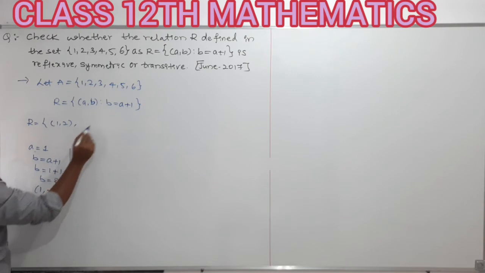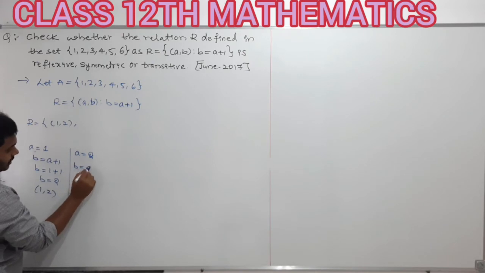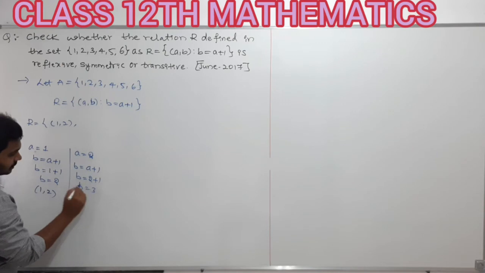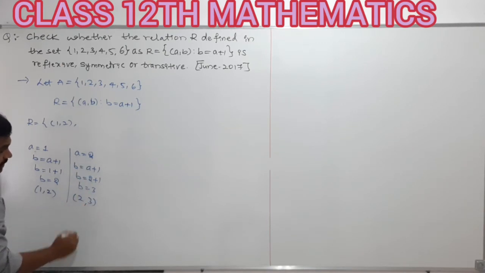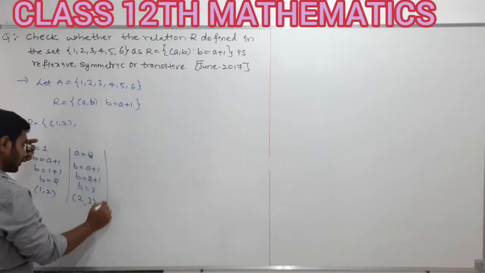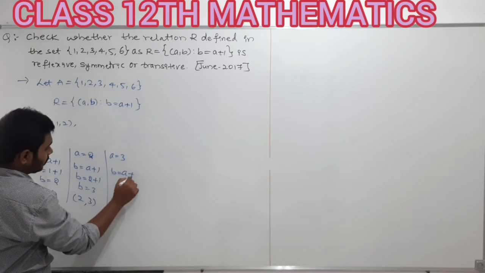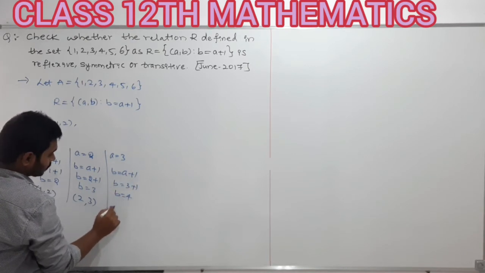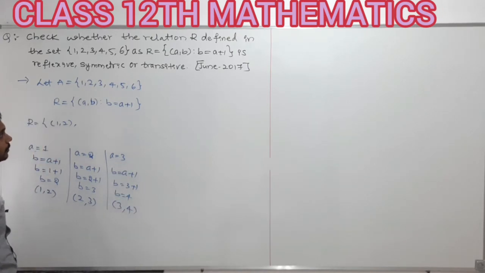And next, my dear students, I'll take A value as 2. What is B value then? A plus 1. So B is equal to 2 plus 1, so B is equal to 3. It means if you take A value 2, you are getting the B value as 3. And next, similarly I'll take A value 3. B is equal to A plus 1, B is equal to 3 plus 1, B is equal to 4. If you take A value as 3, you are getting B value as 4.